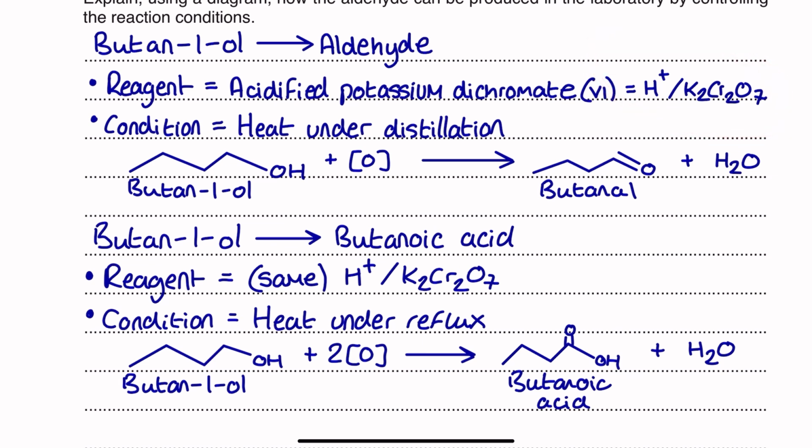And this is my oxidizing agent, but the difference, even though I'm using the same oxidizing agent in these 2 reactions, is the fact that to make the aldehyde, I'm going to be heating under a distillation, and for the carboxylic acid product, I'm going to be heating under reflux. Please make sure you don't just say that you use a distillation or just a reflux. You've got to make it clear that these processes involve heat, and the mark schemes have been picky about that in previous years. Here, I've then provided my reaction equations.